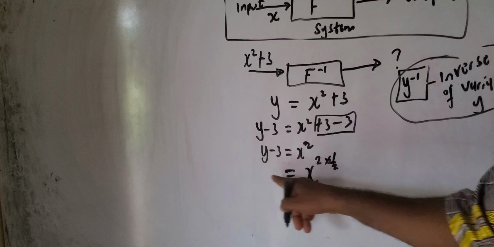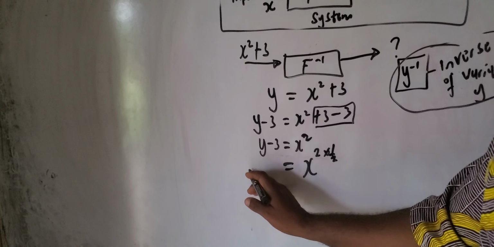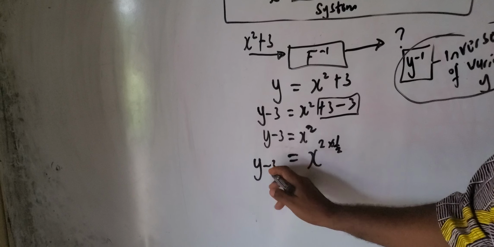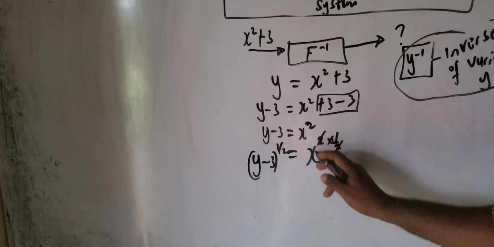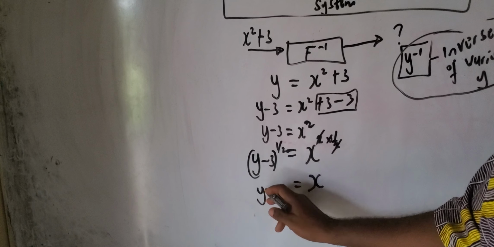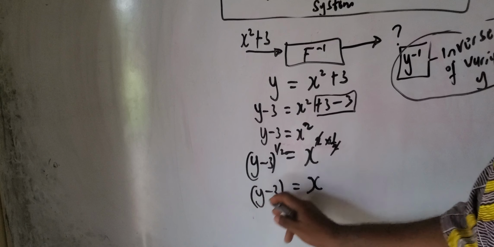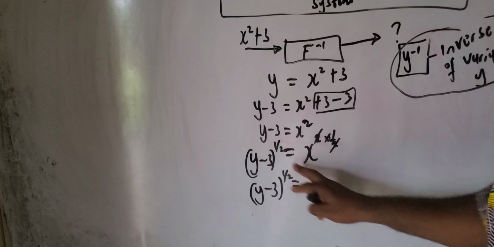Whatever I've done here, I must do on the other side. So here I have y minus 3 also raised to power half. So these 2 cancel these 2. Now we have x is equal to y minus 3 raised to power half. According to the law of indices, power of half means square root of.